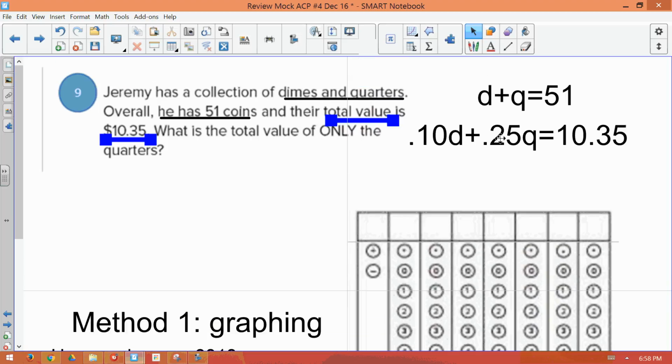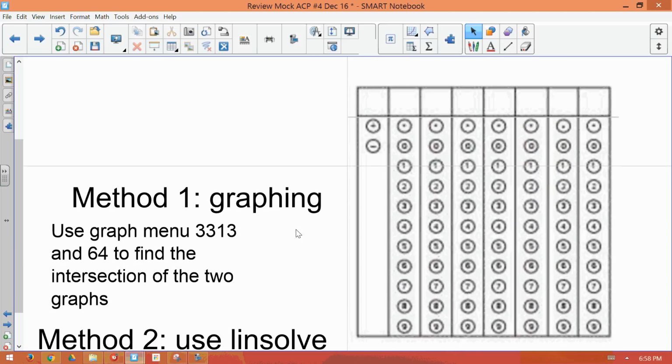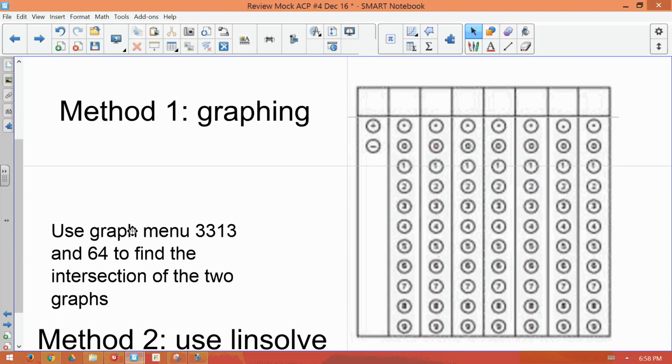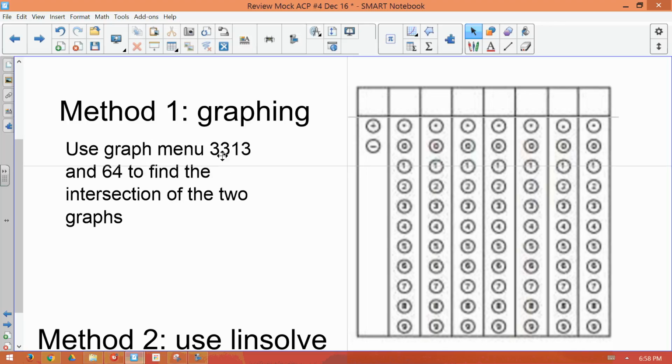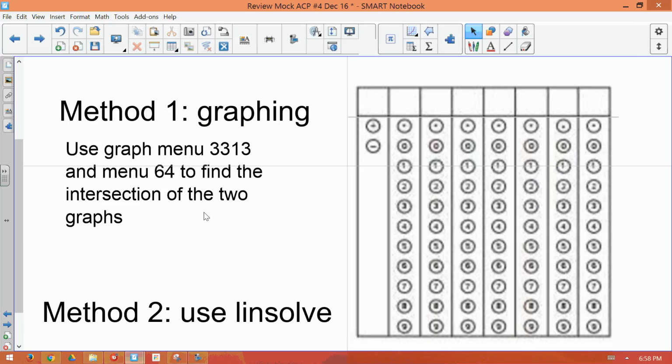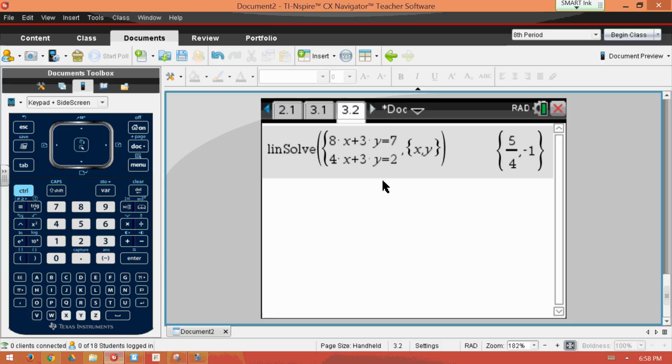All right, now you can graph this using the graph menu, menu 3313, and menu 64 to find the intersection of the two graphs. This is the first way in which we taught it. And then also show that you can simply use LinSolve, depending on how much time you have. So let's use the graph menu.